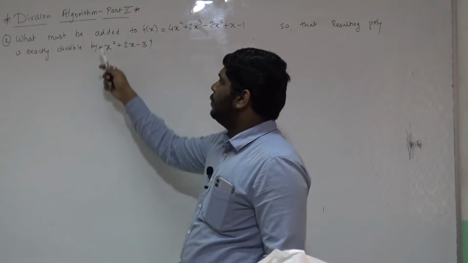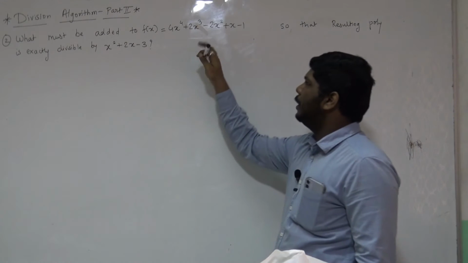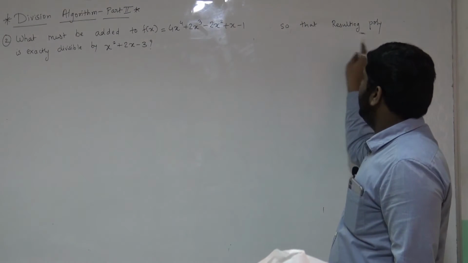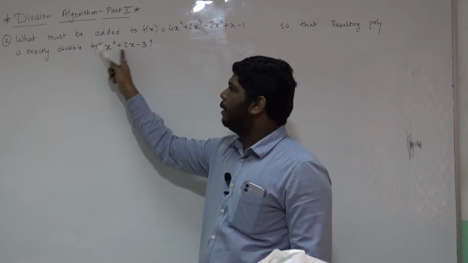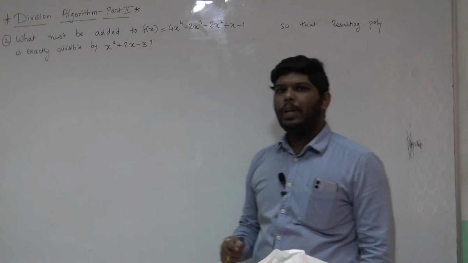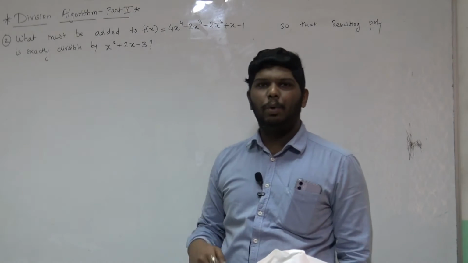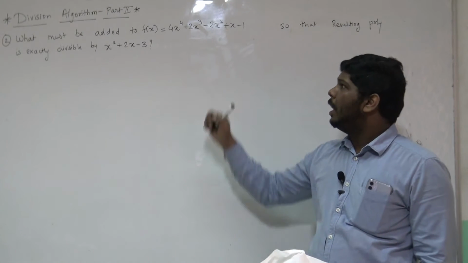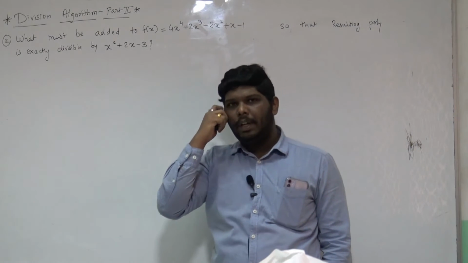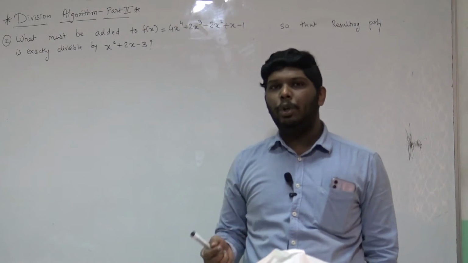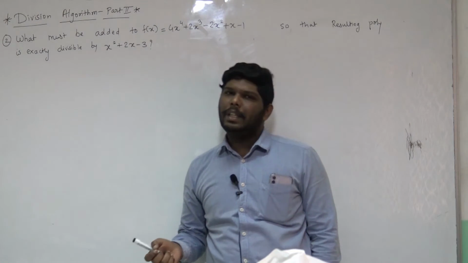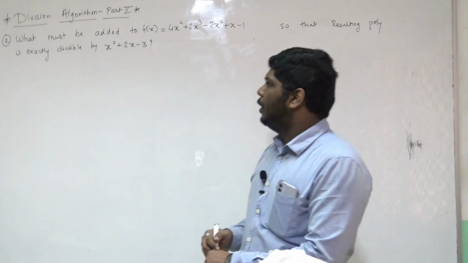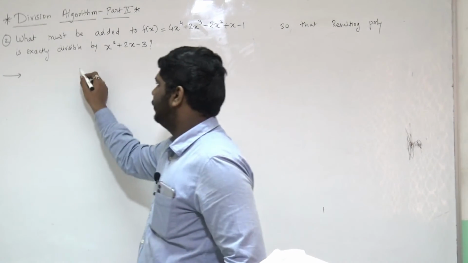Here it is asking you what must be added to f of x, that is 4x raised to 4 plus 2x cube minus 2x square plus x minus 1, so that the resulting polynomial is exactly divisible by x square plus 2x minus 3. Once again the starting step is similar, we have to go for long division. Before that, just check whether the polynomials are in the standard form. Here also you can see both are in the standard form. If it is not in the standard form, I have told you to rearrange it. If any term is missing, you can write it as 0 into x raised to whatever power is missing. So here we'll start with long division first.